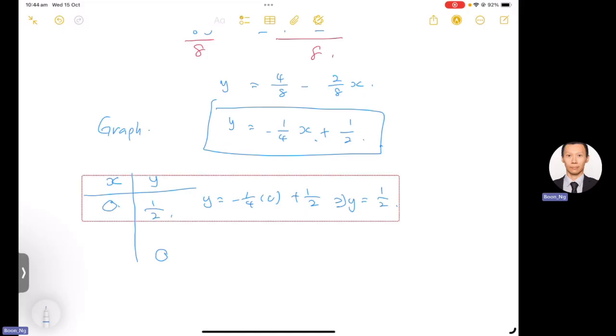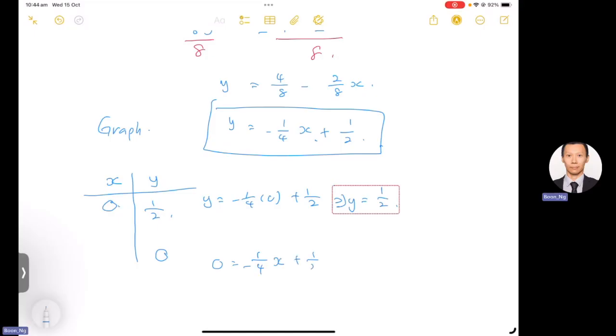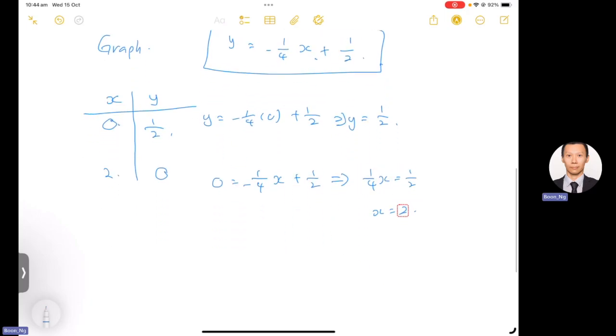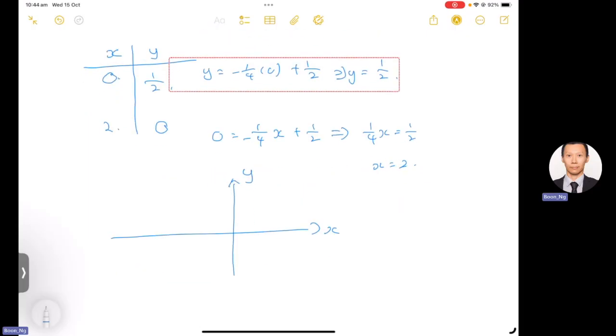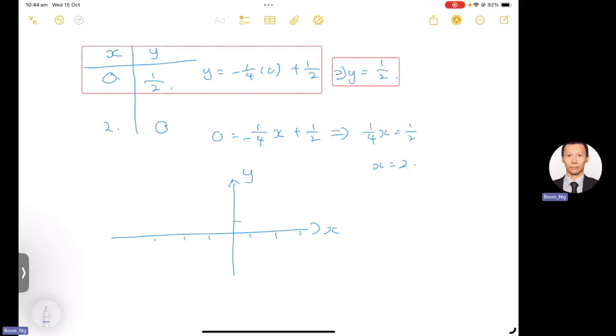Likewise, when y equals 0, we have negative 1 over 4x plus 1 over 2 equals 0, and we get 1 over 4x equals 1 over 2. x is 2. Using these two coordinates, we can do a graph. 1, 2, 3. 1, 2, 3.